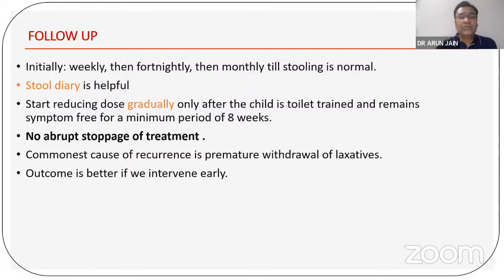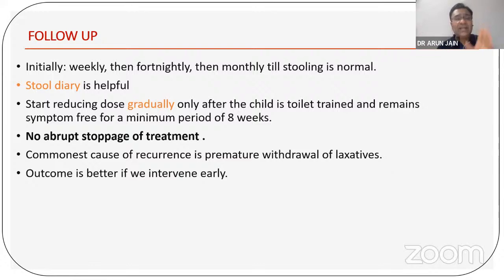Start reducing the dose gradually only after the child is toilet trained and remains symptom free for a minimum of 8 weeks. So this time, again, is very important. Most of the time we have seen the compliance of the patient is not good. As soon as the patient improves, parents abruptly stop the medicines, and again they come with the same problem. So that cycle goes on again and again. Normally the patient will go to one clinician, then another, then a third, so this cycle continues. So this is the catch point.